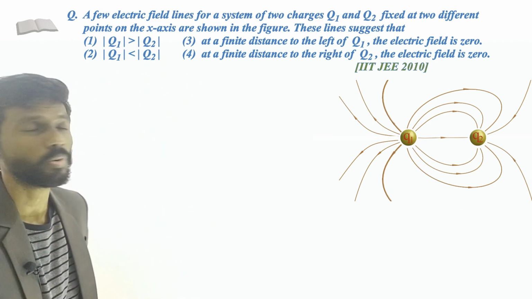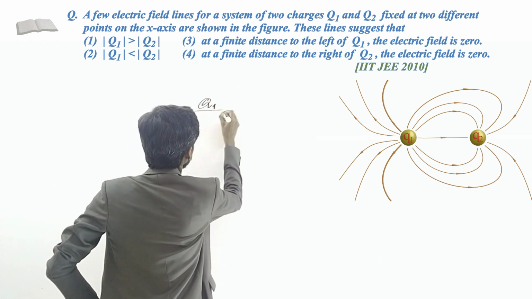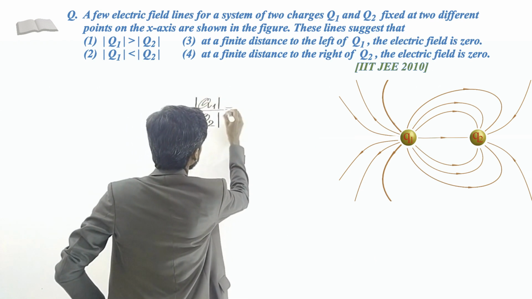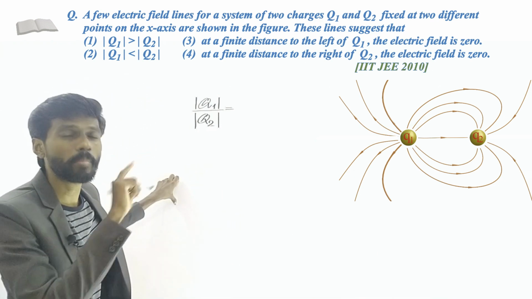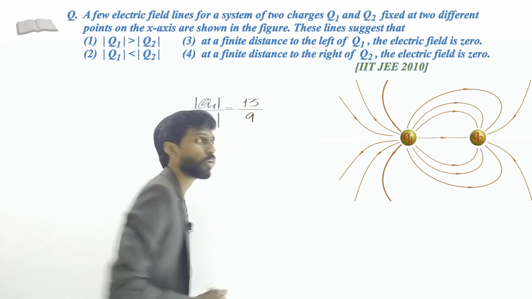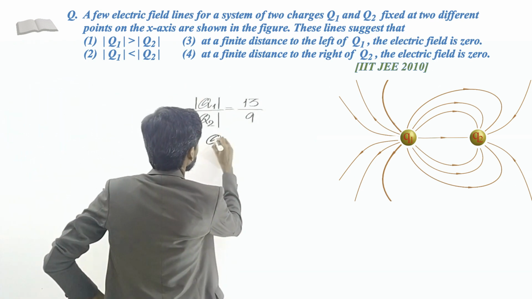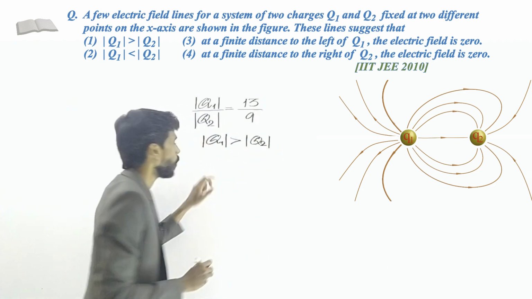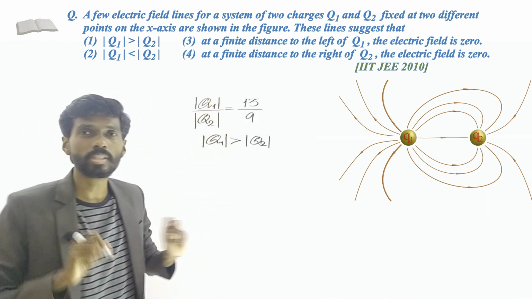So that means the ratio, only the magnitude, okay, Q1 by Q2. We just need the magnitude. That ratio of the charges Q1 to Q2 is the same as the ratio of the number of field lines. So this equals 13 divided by 9. This is the ratio of the magnitudes of the two charges. Obviously Q1 has magnitude bigger than the magnitude of Q2. Q1 is bigger in magnitude because this is 13 and this is only 9, so that ratio is known. So that's all. This is the answer to one of the questions.